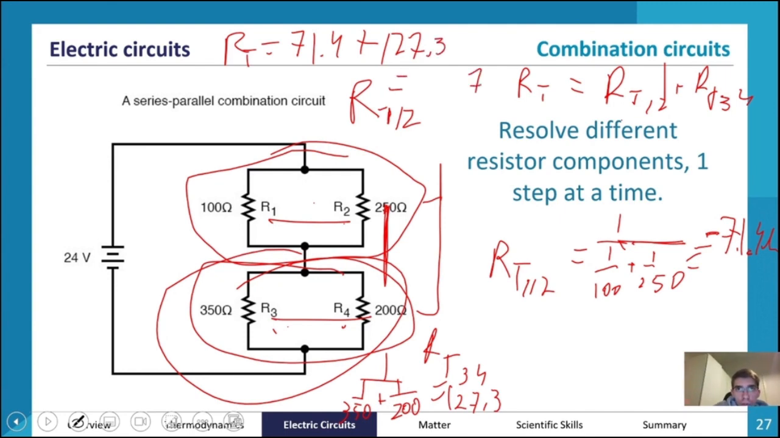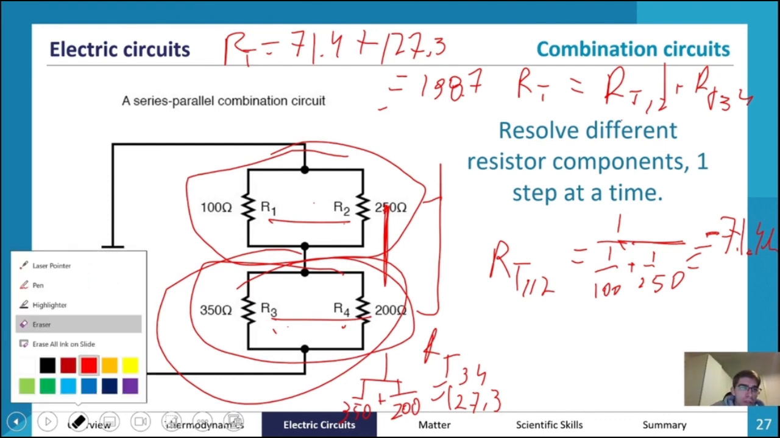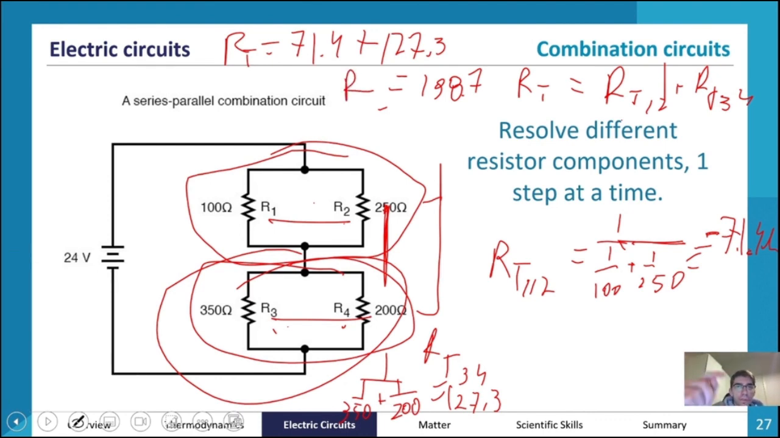So that would be 71.4 plus 127.3. 1 and 7 is 8, 7 and 2 is 9. That would be 198.7 ohms. That would be the total resistance of the entire circuit, which is really important to calculate.